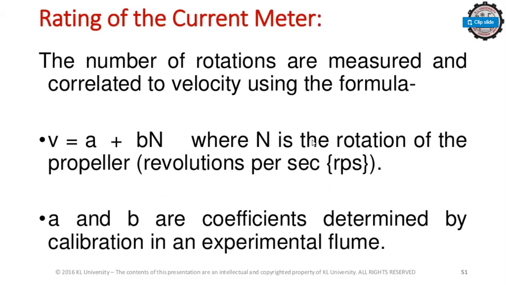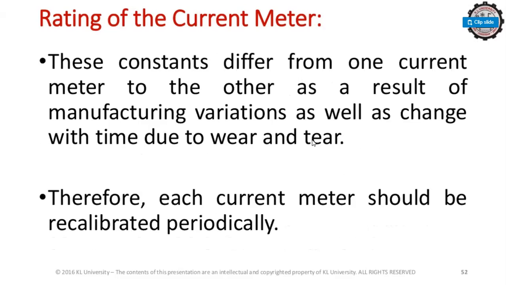The number of rotations are measured and correlated to velocity using the formula V is equal to A plus B n, where n is the rotation of the propeller, revolutions per second, RPS. A and B are coefficients determined by calibration in an experimental plot. These constants differ from one current meter to the other as a result of manufacturing variations as well as change with the time due to wear and tear. Therefore, each current meter should be recalibrated periodically.